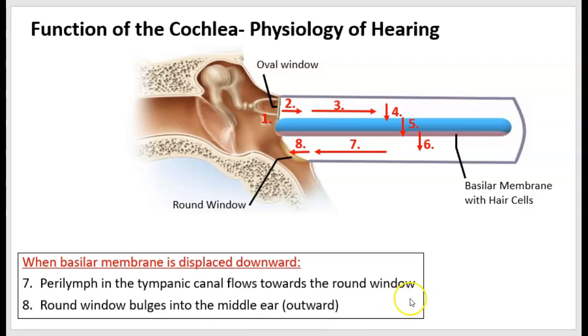excite the hair cells. So when the basilar membrane is displaced downward into the tympanic canal, now the perilymph in the tympanic canal experiences a wave of pressure, and it flows towards the round window. The round window then bulges into the middle ear because it's just an epithelial membrane. Then the next thing that happens is recoil.